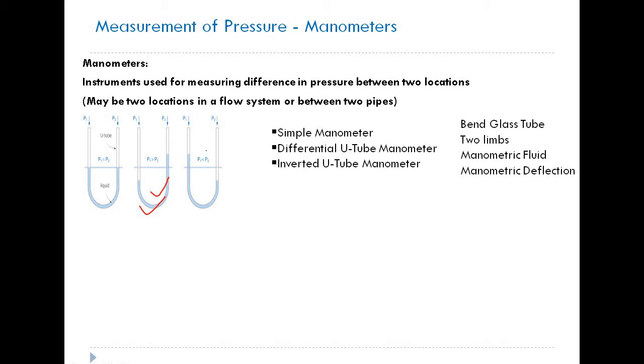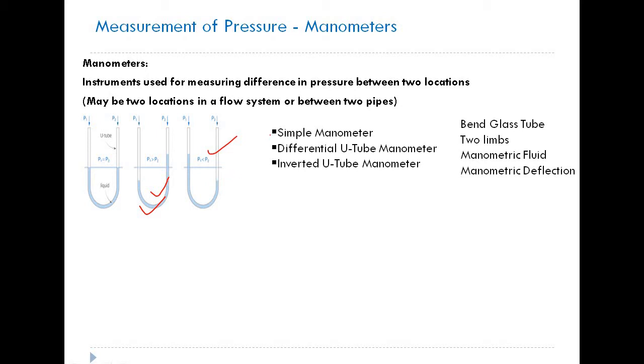Okay, then what about this case? In this case, P2 is greater than P1 because the right limb level of manometric fluid is at a lower position. So the commonly used manometric fluid is mercury. Mercury, as you know, has specific gravity 13.6, that is, density 13.6 times that of water. So that is about the construction.